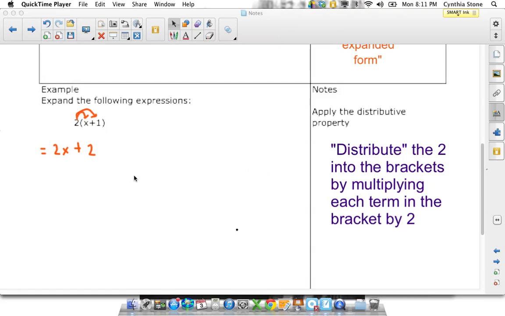So in this first example, we call it a distributive property. That's what I'm asking you to do here, and it just means distribute the 2. Distribute the 2 into the brackets by multiplying each term in the bracket by 2. So there's a 2 outside the bracket. To apply the distributive property, you take every single term inside the bracket and you multiply it by, in this case, 2. So 2 times x is just 2x, and 2 times 1 is just 2. This one's nice and easy because it's just a plus sign, and the numbers work out quite nicely. Sometimes they don't.